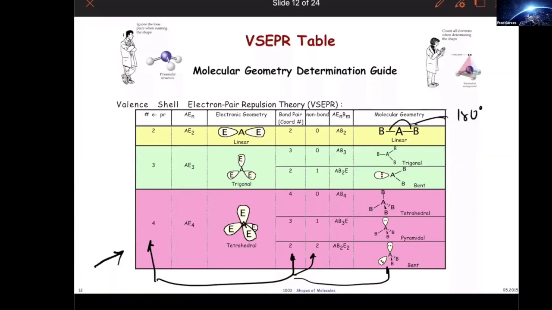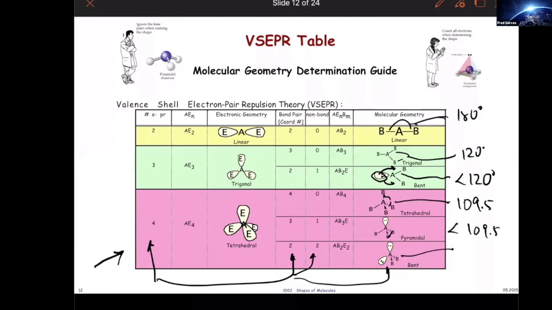This is about 120 degrees. This right here is less than 120 degrees because these lone pairs right here push those bonded atoms away. This right here is 109.5. That's the bond angle in a tetrahedral geometry. This right here would be less than 109.5. And this right here is even much, much less than 109.5. So you come up with geometry just based on what type of atoms and what type of shape you have.